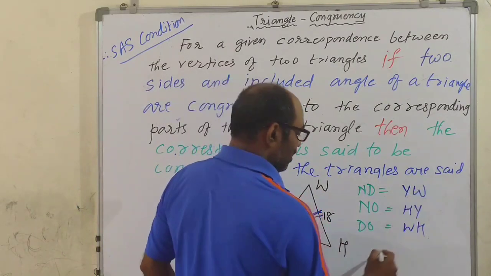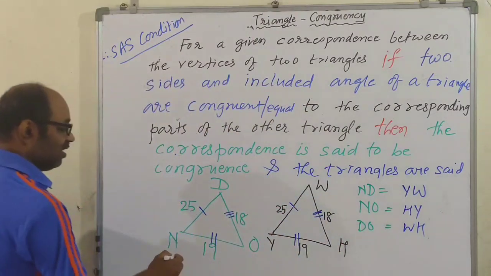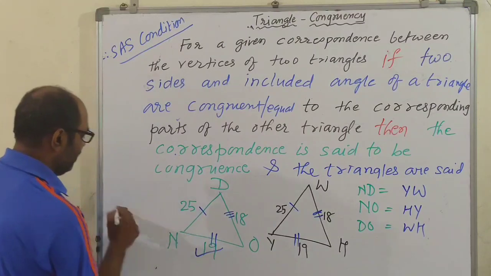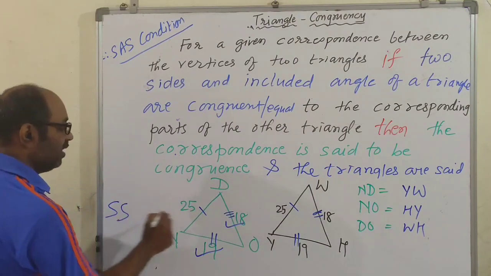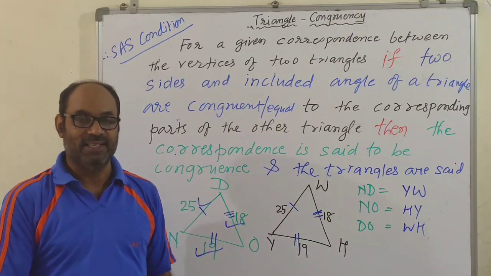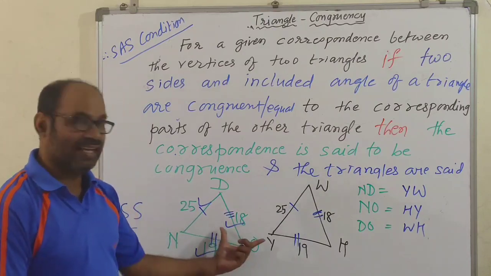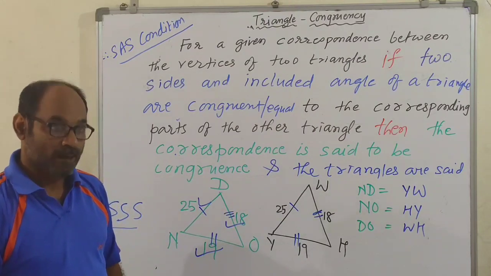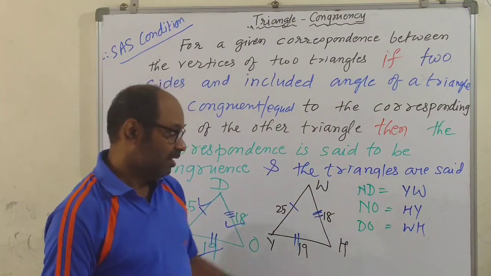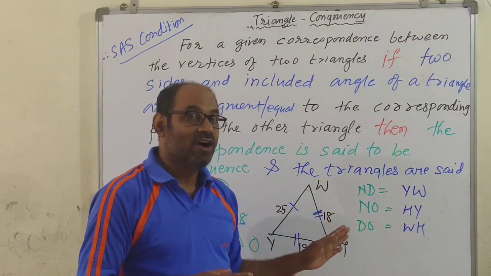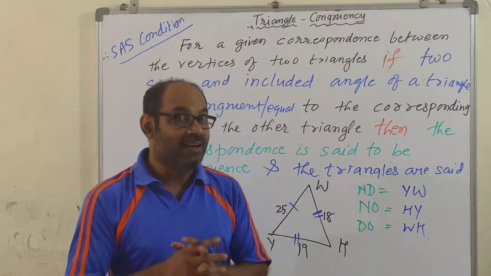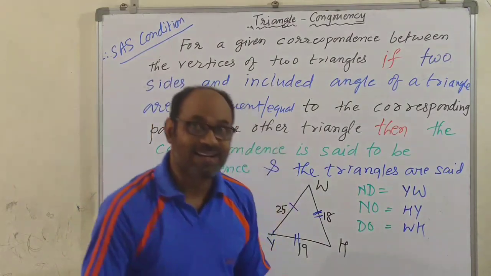So what you have, children? Which condition is satisfied? Start from any one. Side, then again side, and then again side. So you got side, side, side condition here. Which condition is satisfied between the two triangles? Side, side, side. If the side, side, side condition is satisfied, that means if all the three sides of one triangle are equal to the corresponding sides of the other triangle, then are the two triangles congruent?